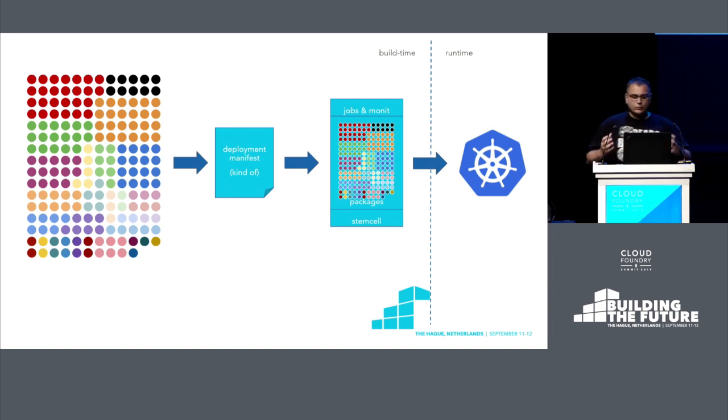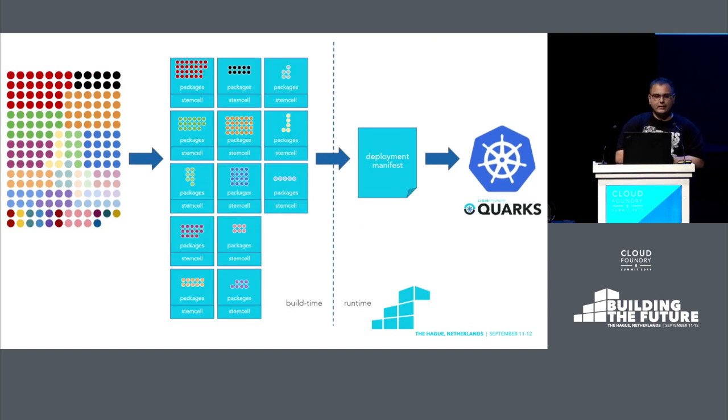Now, this works, but it's not that flexible. You need to make a decision at build time on what you include in your deployments. Having a large image is also not that great. And this deployment manifest that sits here in the middle, that's not actually the same CF deployment manifest that we all know. It's actually different, and it's hard to maintain. So we want to make things better.